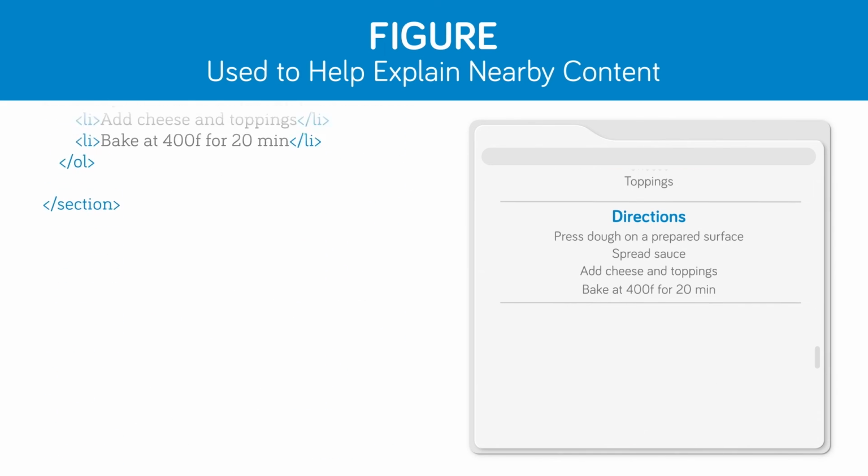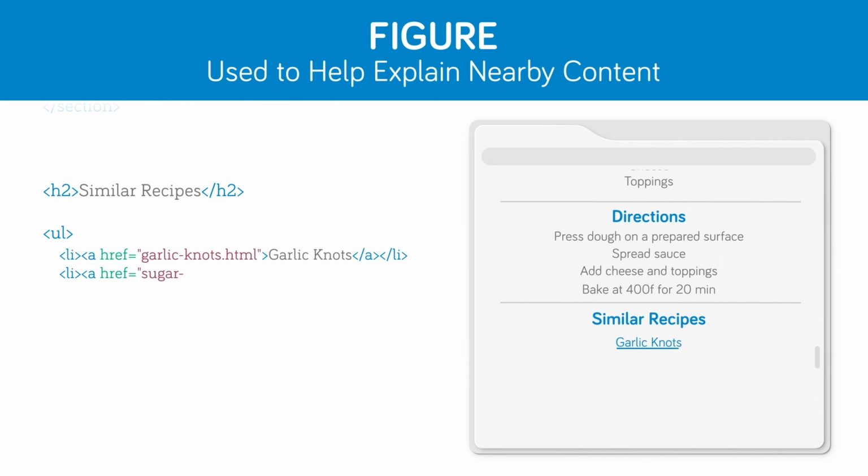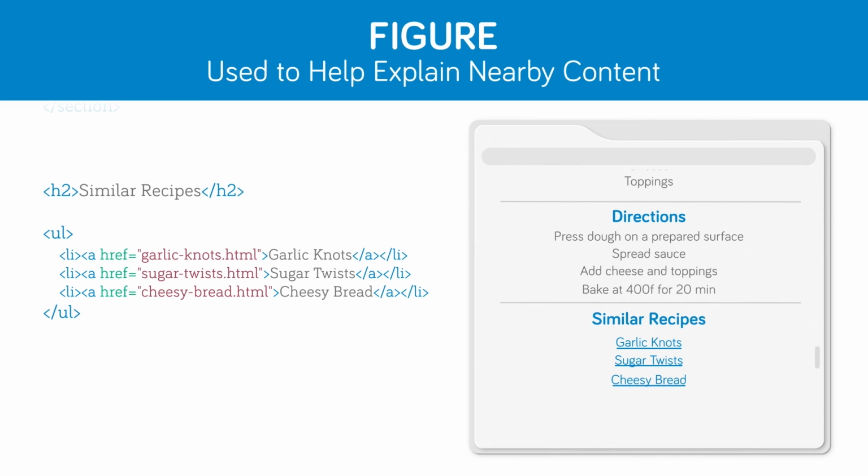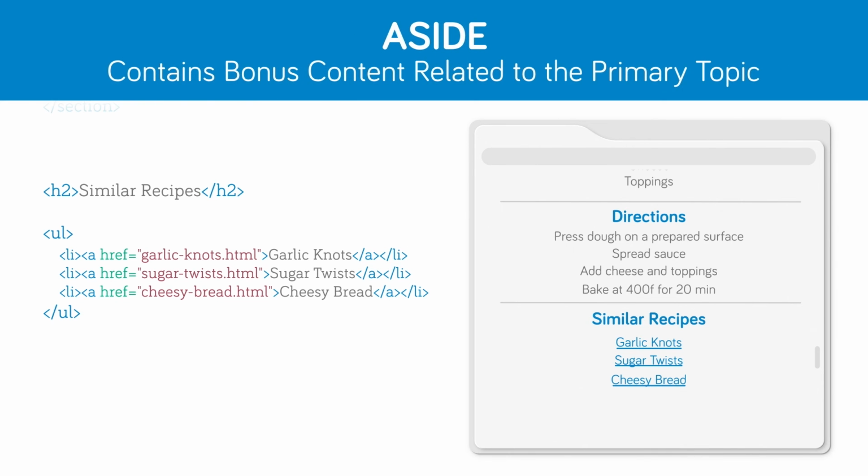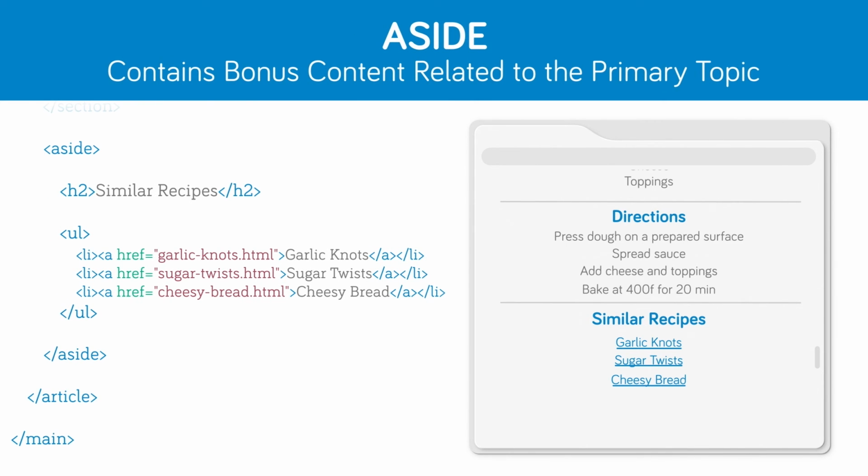Finally, we'll add a list of similar recipes the user might want to explore. This list is certainly related to the main topic, but the user could understand everything just fine without it, so it belongs in an aside element to signify that it's bonus information.